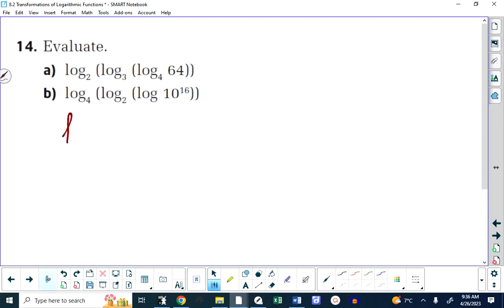Now this becomes log base 4 of log base 2 of 16. Well, what is log base 2 of 16? It's the exponent to which I raise the base of 2 to get 16. 2 to the 4 gives me 16. So this is 4. So now I have log base 4 of 4, which is 1. Because 1 is the exponent to which you raise 4 to get 4. Is that good? Okay. Other questions?